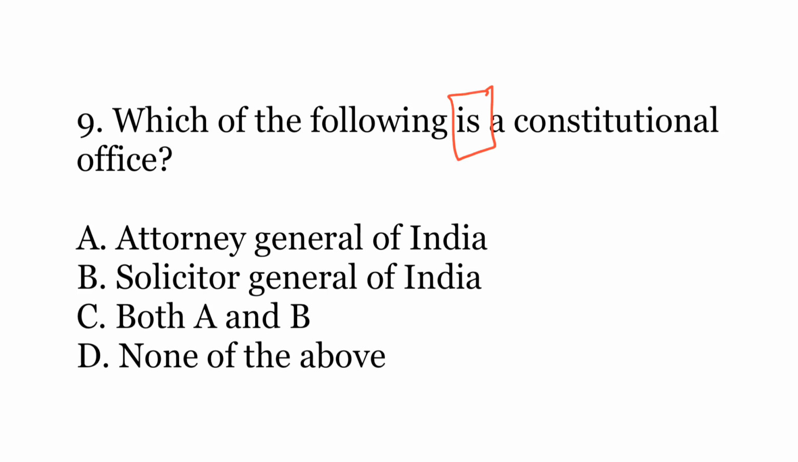So let us see how to solve this question. Now we have already discussed that Attorney General of India is mentioned under Article 76 of the Constitution of India. That means at least this office is a constitutional office. So it could either be option A or both A and B, but it cannot be none of the above. So this much we are sure. Now Solicitor General of India is also not mentioned under the Constitution of India. Therefore the answer is A, Attorney General of India.